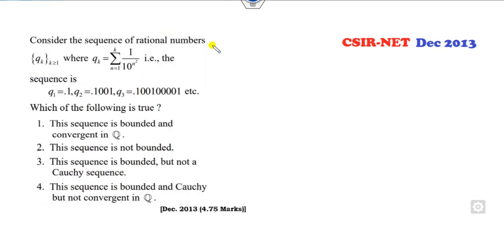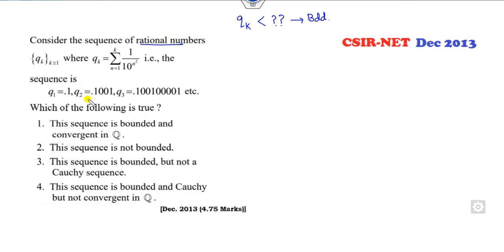Look at this another one. Consider the sequence of the rational numbers Qk such that this is given. Is Q bounded, convergent, or okay, fine. How can you find the sequence is convergent or bounded? If I prove this number is less than something, then it implies it is bounded.